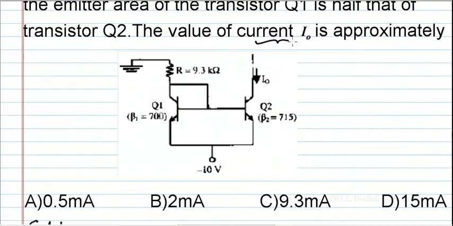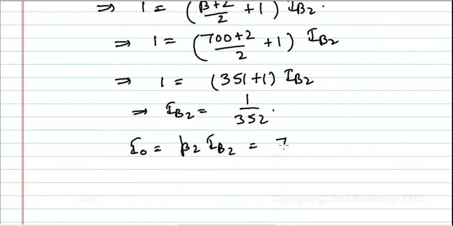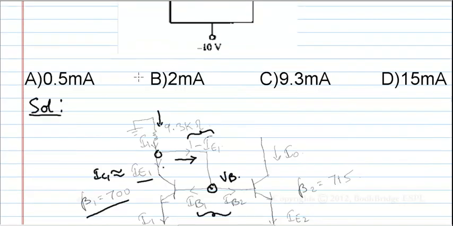Now in the question it is asked to find the value of I0. Now I0 is beta 2 times IB2, which we can simply see as 715 into 1 by 352, which is approximately 2 milliamperes, which is the final answer. So the correct option is option B.